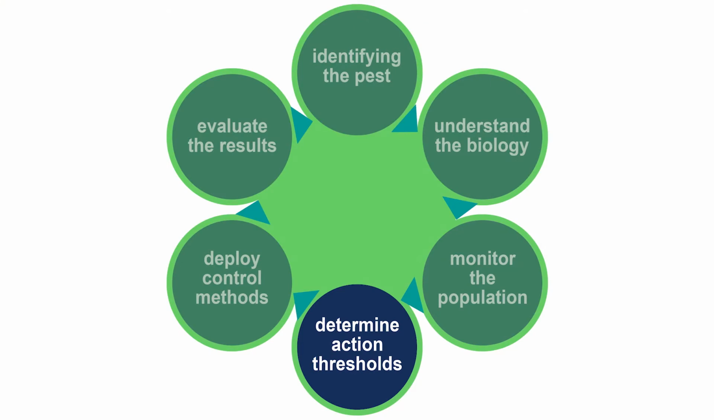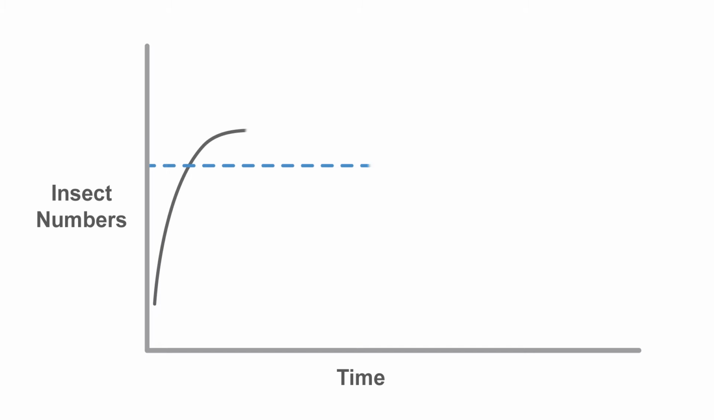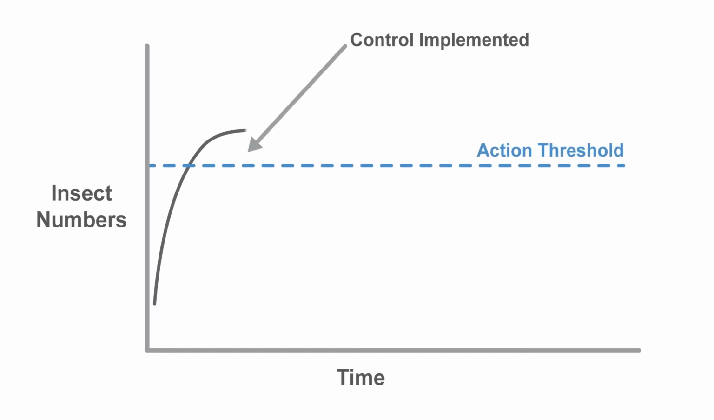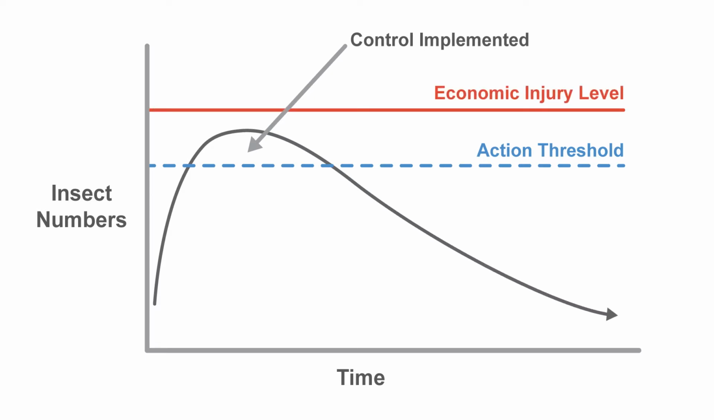Step 4 is setting action thresholds for pest fly levels. An action threshold is met when the number of flies on a facility requires control measures to be taken to avoid an economic loss. Economic loss occurs when the pest population reaches the economic injury level. On this graph of insect numbers versus time, you can see the insect numbers increase until they cross the action threshold, which is when controls are implemented. The number of insects then decreases, never having reached the economic injury level.